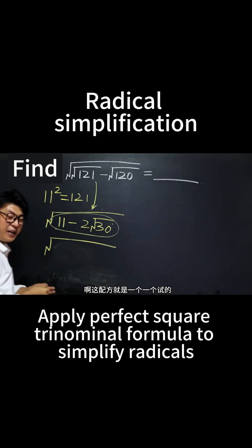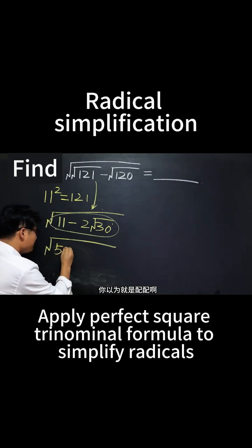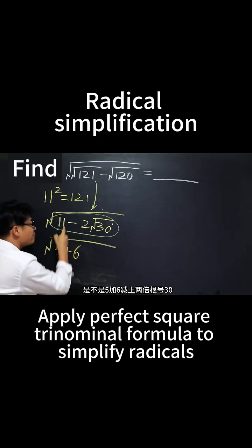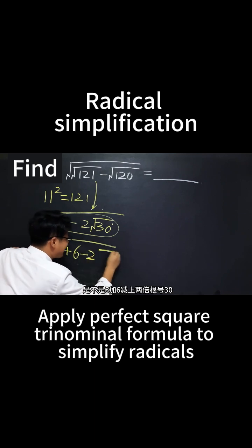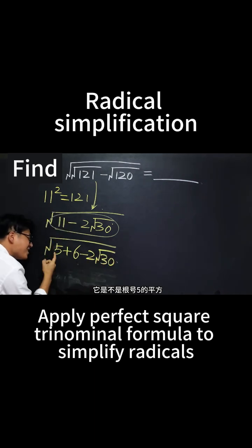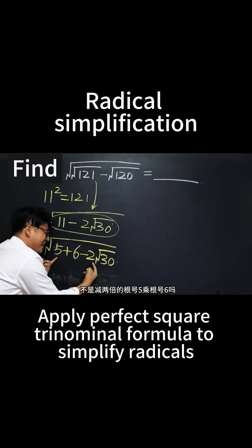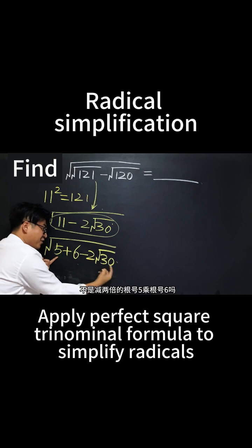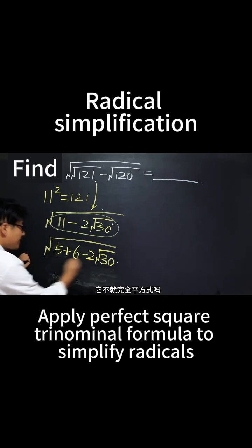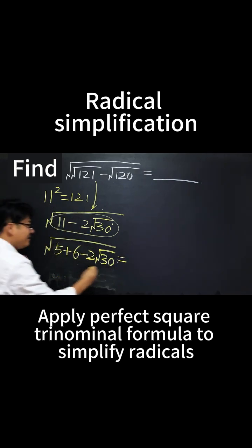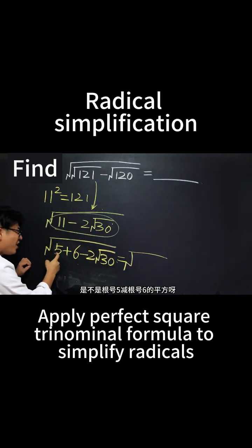You think it is just about matching things up. Is it 5 plus 6 minus 2 times the square root of 30? Isn't it the square of the square root of 5, the square of the square root of 6, then minus 2 times the square root of 5 multiplied by the square root of 6? That's the square root of 30, right? Isn't that a perfect square? Isn't it the square of the square root of 5 minus the square root of 6?